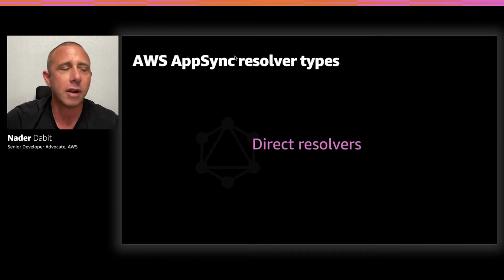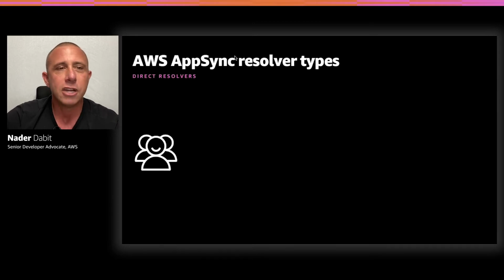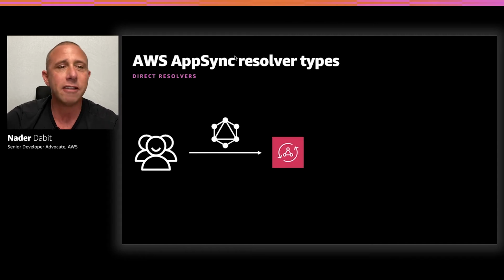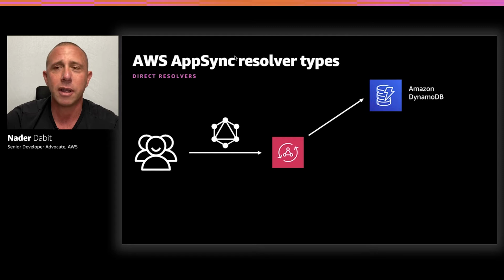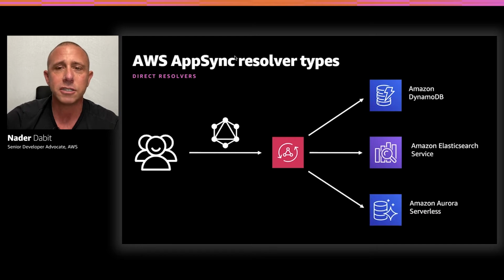So let's walk over the first two that we just went over there, direct resolvers and Lambda resolvers. And the first one we're going to take a look at is direct resolvers. Direct resolvers allow you to, again, map your GraphQL operations directly in the AppSync service into a data source that is supported by AppSync. And right now, AppSync supports three main direct resolver data sources. The first is Amazon DynamoDB. The second is Amazon Elasticsearch. And the third is Amazon Aurora Serverless.